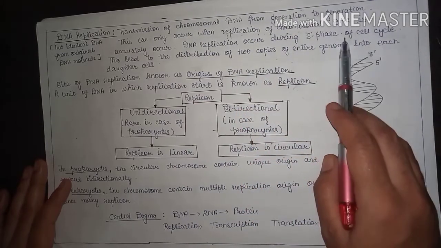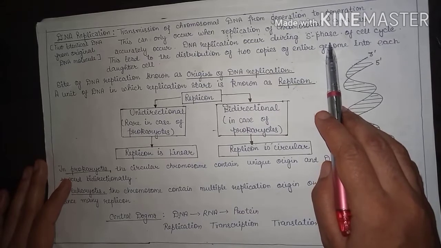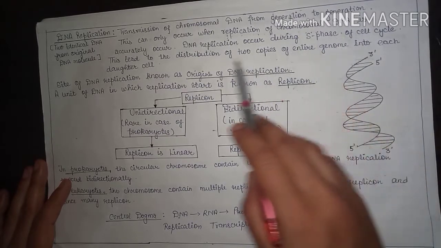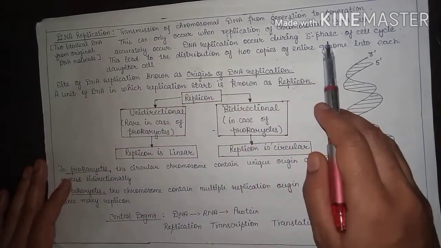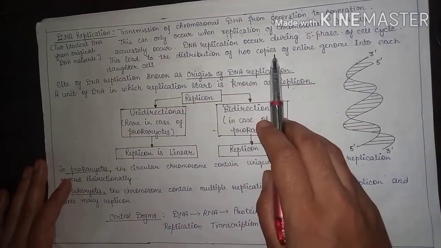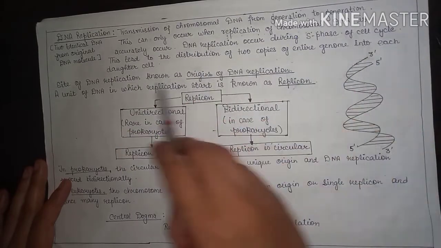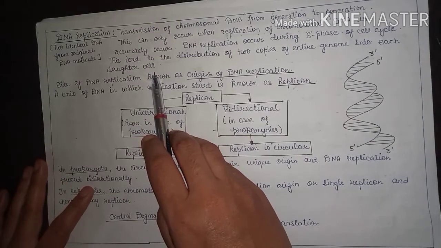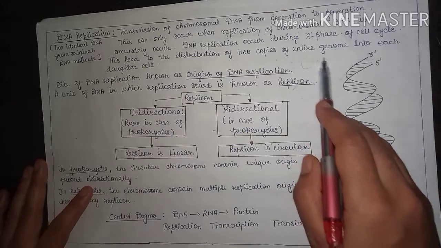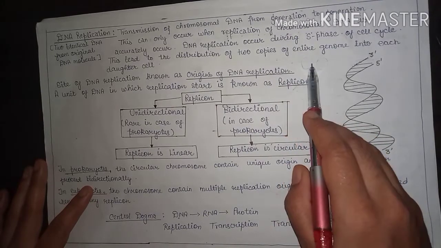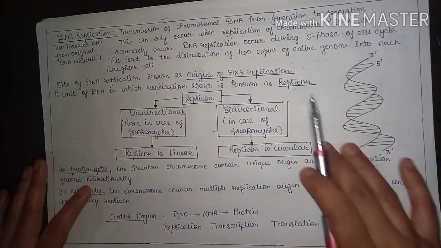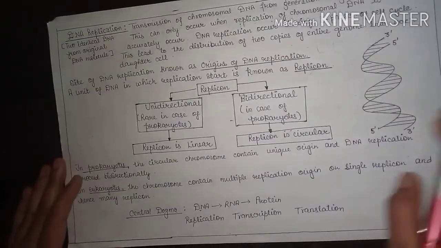There are various phases in the cell cycle: G1, S phase, G2 phase, and M phase, which is the mitosis phase where cell division occurs. DNA replication occurs in the synthesis phase, which is the S phase. This leads to the distribution of two copies of the entire genome to each daughter cell. As I said earlier, in telophase two daughter cells are produced, and each receives an equal amount of chromosomal DNA.